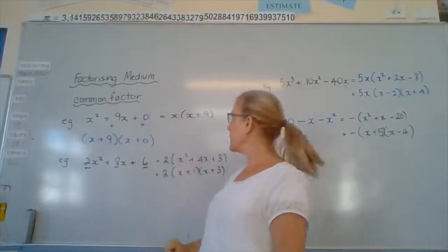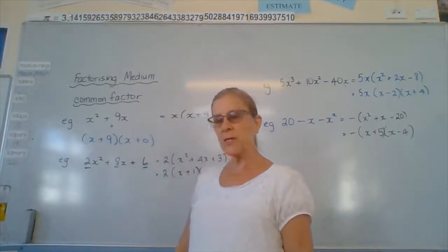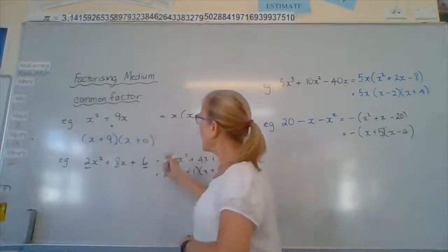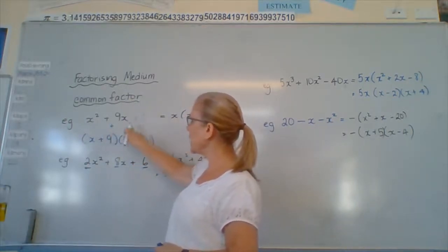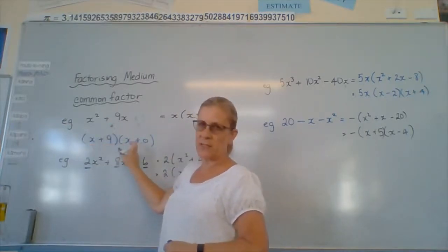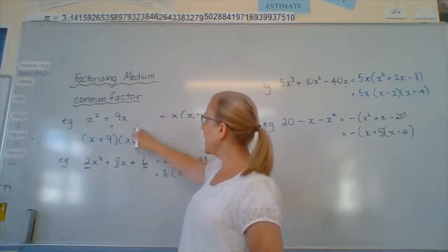All right, so if you get a question like this and you don't know what to do with it, you could deal with it by putting a +0 on the end and then trying to figure out what multiplies to 0 and what adds to 9, which of course is 9 and 0. So you could end up with two brackets like this, but it would be better if we look at trying to take out a common factor.